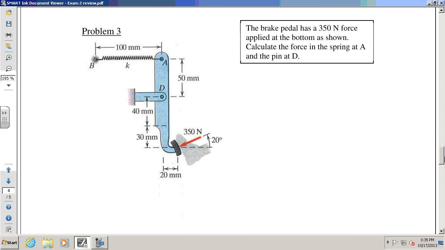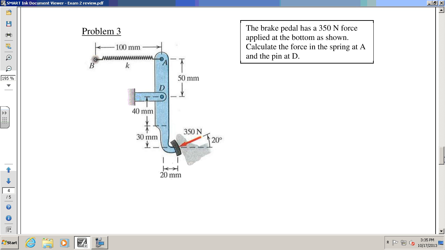Finally, I just kind of chose a new problem here. You're definitely going to get some kind of 2D equilibrium problem. I thought about putting this kind of problem on a test. I thought maybe people get scared by the spring, but in this case, the spring is really irrelevant because it just asks for the force at A.